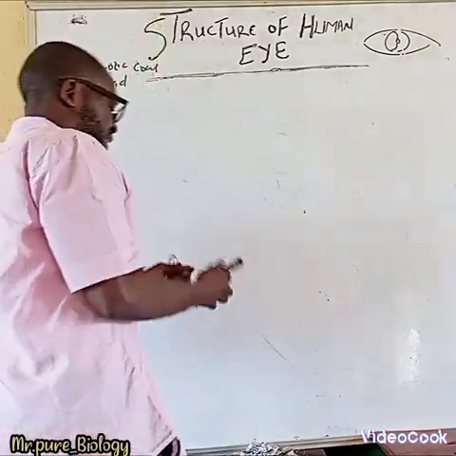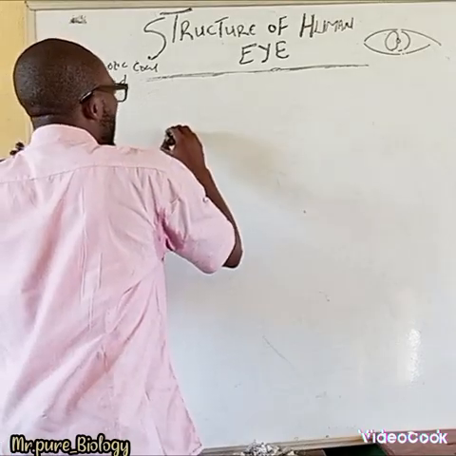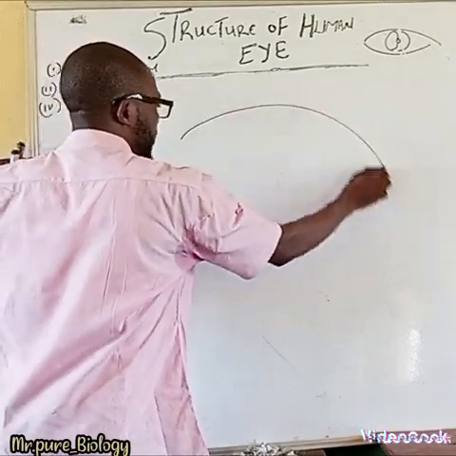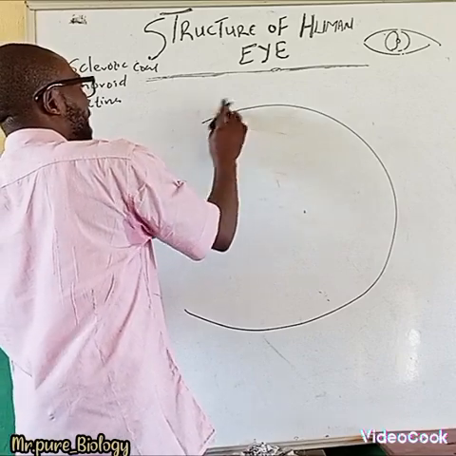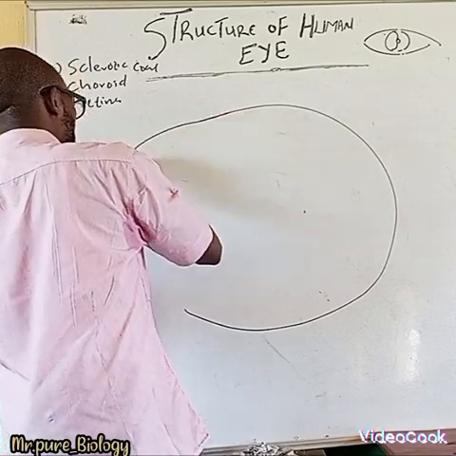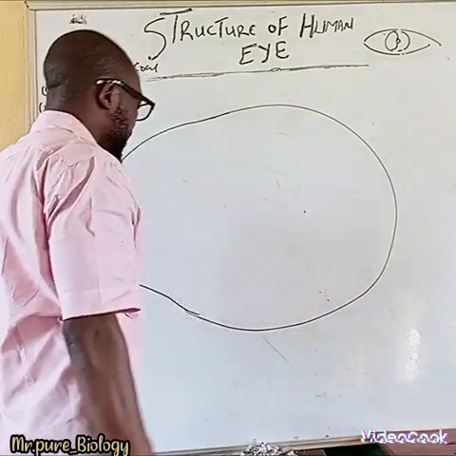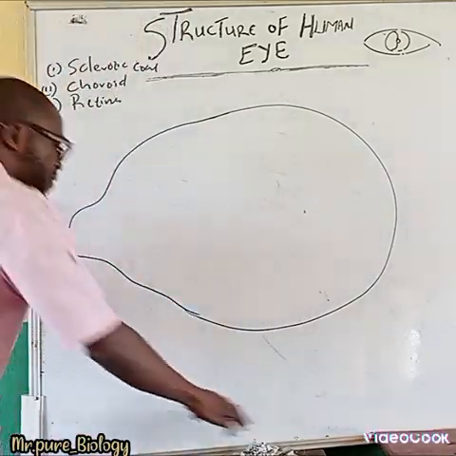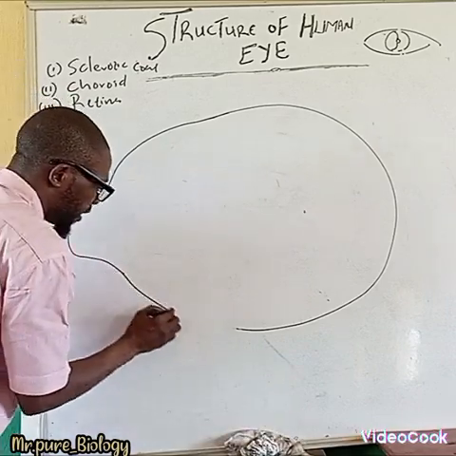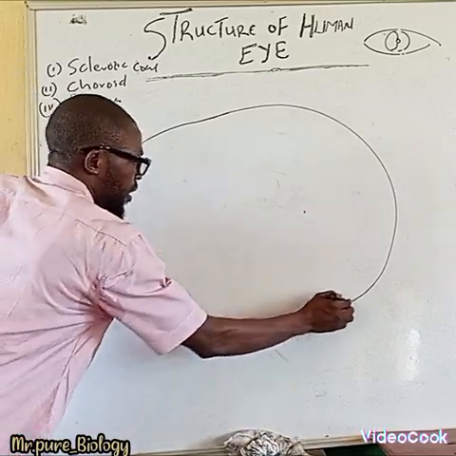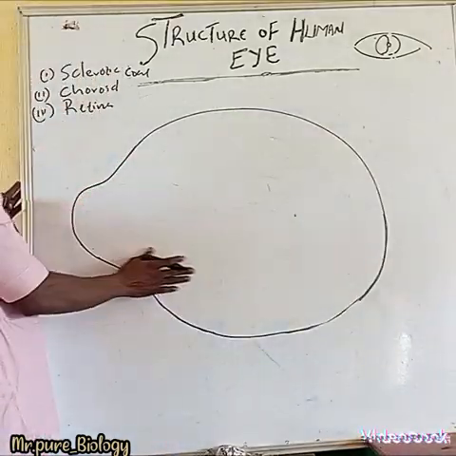Now let's look at it. To look at the sclera, we can say the sclera is of a structure like this, and the sclera has the anterior part. The anterior part forms what we call the bulge, and that bulge is the only part that is somehow transparent in the sclera. You can simply have this as our entire sclera.